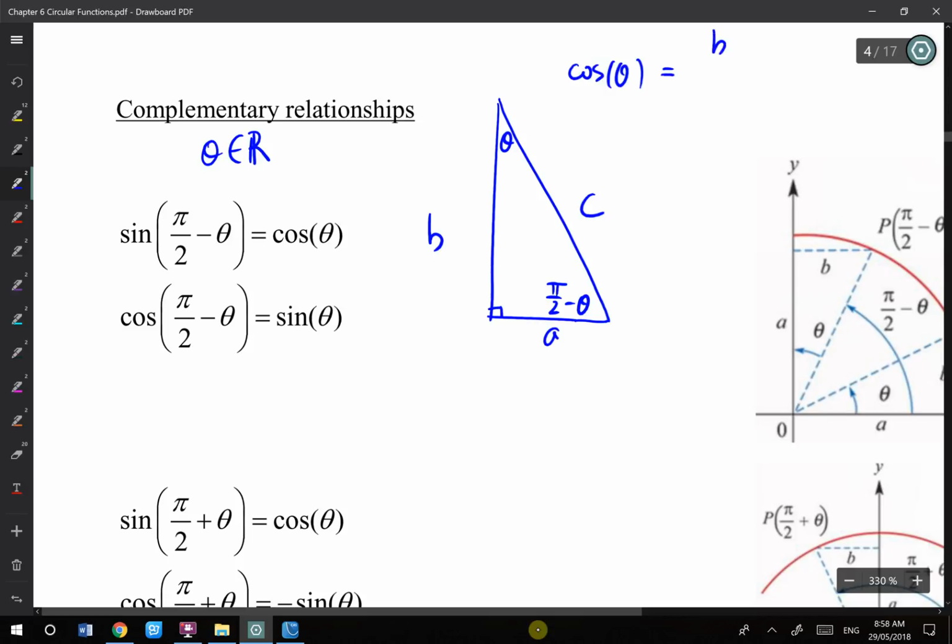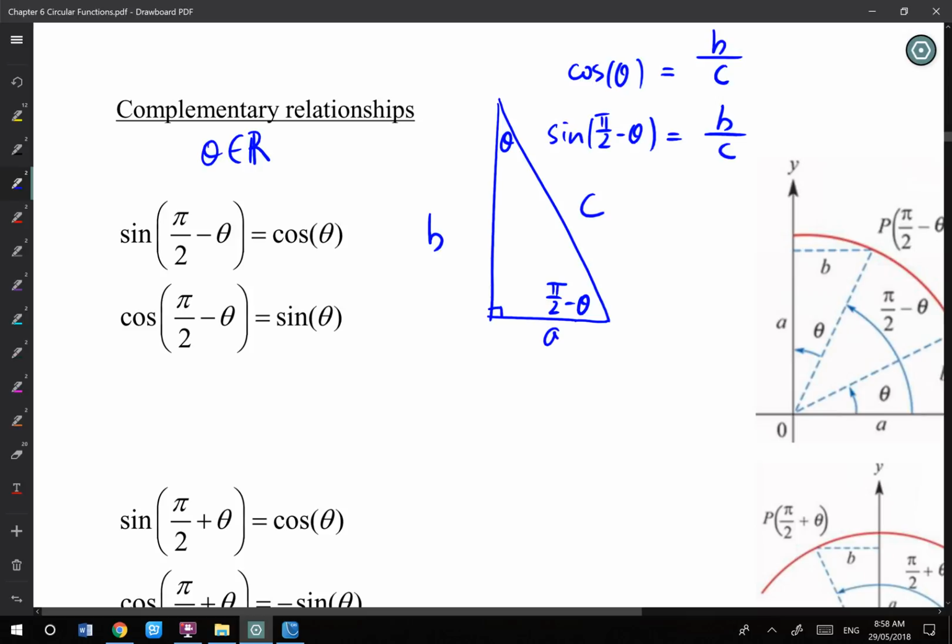Cosine theta will be B over C. What is sine of pi over 2 minus theta? Use the triangle here. That's B over C as well. So that shows you they are equivalent. Cosine theta equals sine of pi over 2 minus theta. They are the same thing. That's how I remember it.